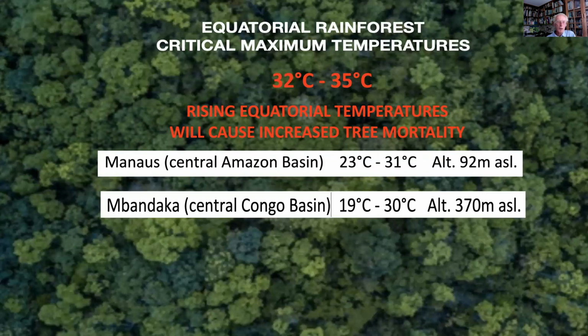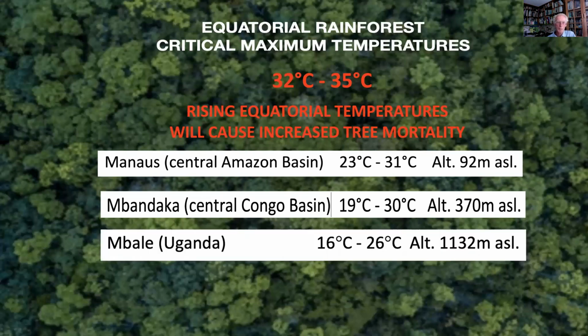Well, if we look at Mbandaka, which is right on the equator in the Central Congo Basin, that's about 370 meters above sea level, higher than most of the central Amazon basin. And you'll notice that's reflected in the slightly lower temperatures, 19 compared to 23 and 30 compared to 31. So a lot of the Congo basin is below 500 meters above sea level, which gives it a slight advantage.